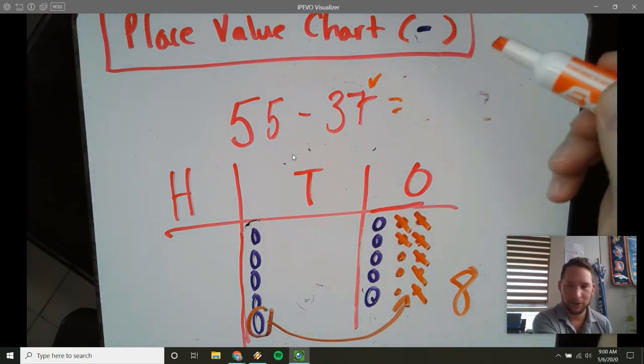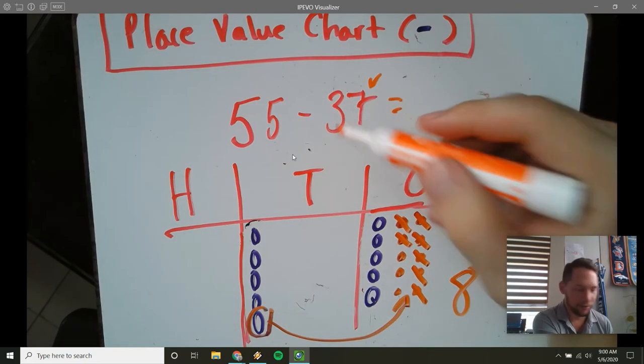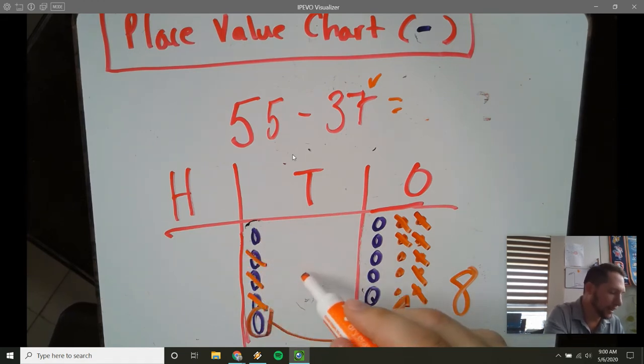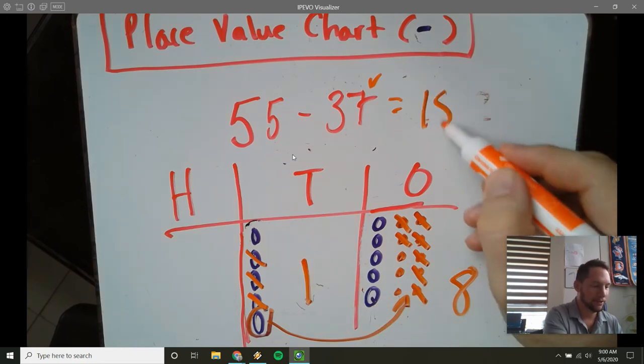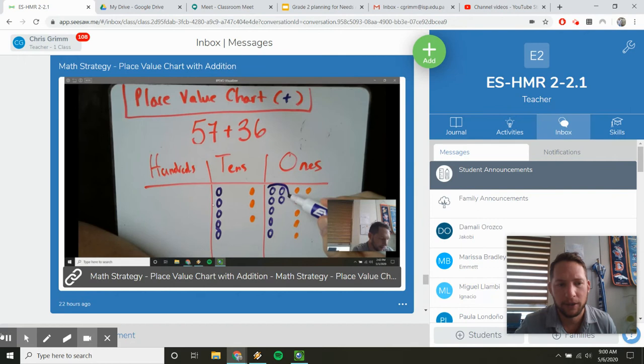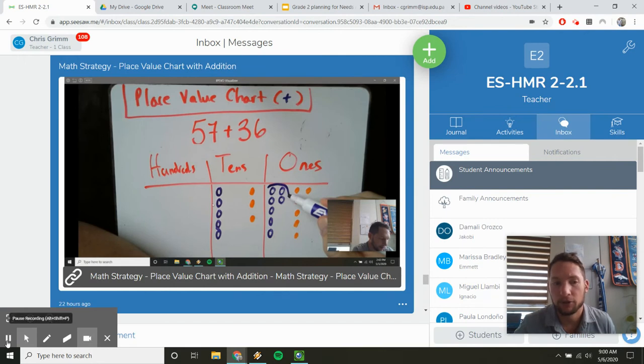I did my ones, but not my tens. Now I need to take away 3 tens. Ooh. I already took away that guy because he switched over here. So 1, 2, 3. I'm left with 18. Show your work. That's why. Here I'm going to pause and then come back with using hundreds.